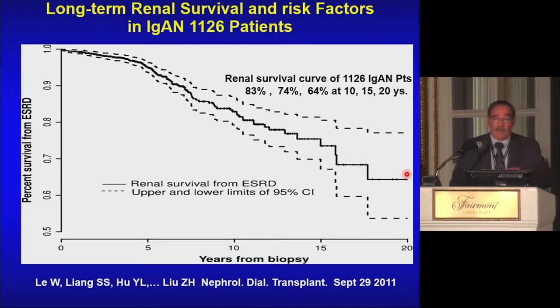Some come up with a crescentic picture and go downhill quick. Some present very late to clinical attention. But for most of the patients, there's a slow loss. That curve is going down, down, down in terms of renal survival over time.